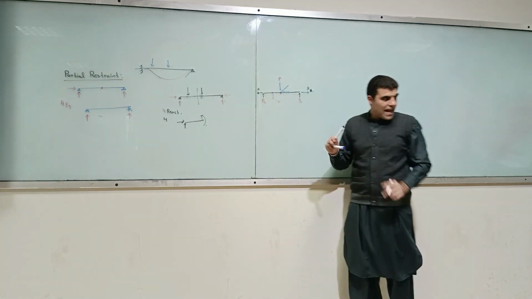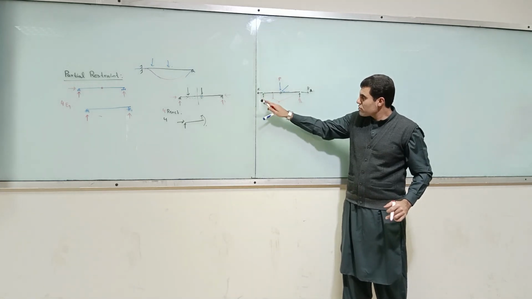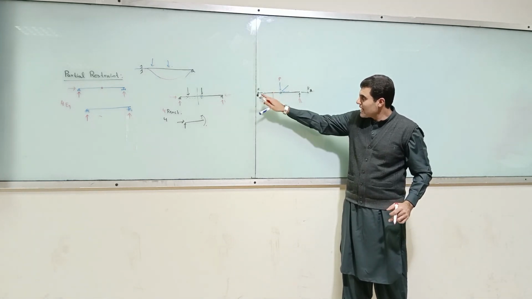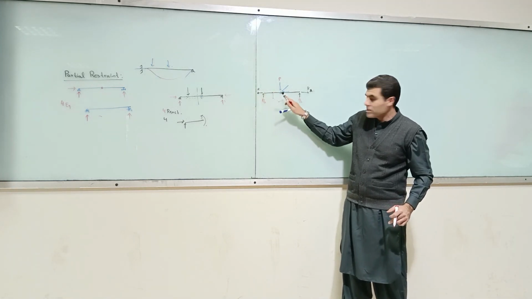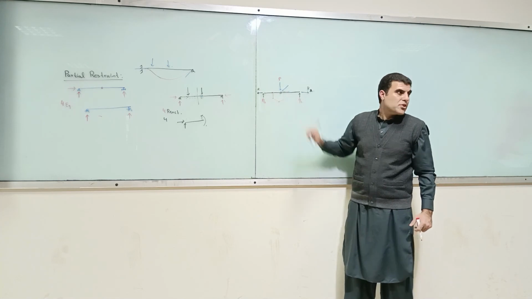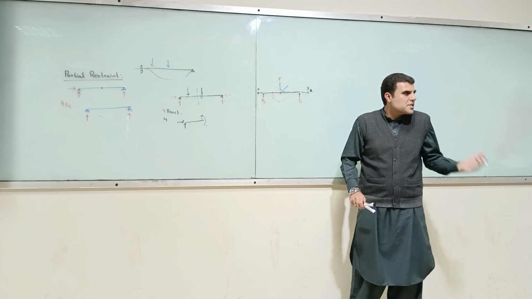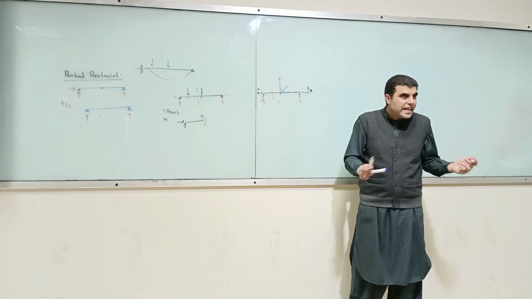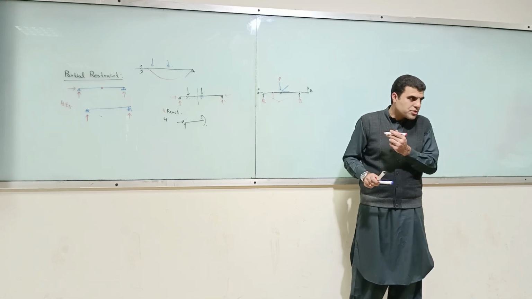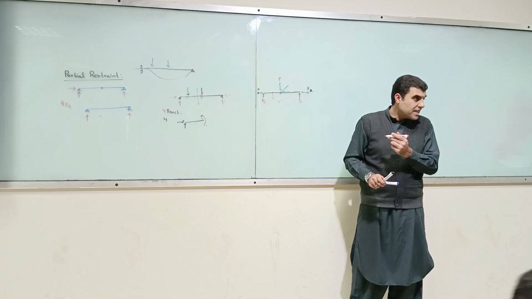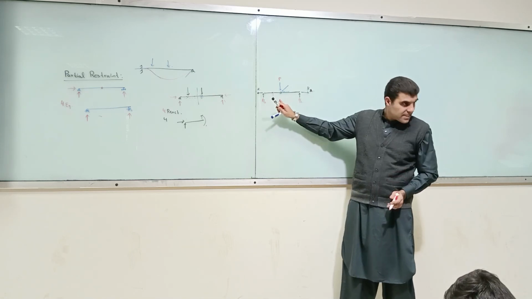So when you come over, there will be moment generated by this, but that will be counteracted by this reaction. And it will become 0 when you come over here. So this is, in other words, the geometry of this will change because it's like a link. This is not a small displacement problem then. This will be a finite displacement.